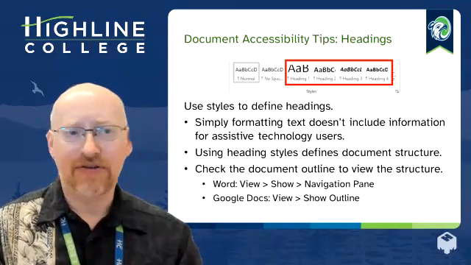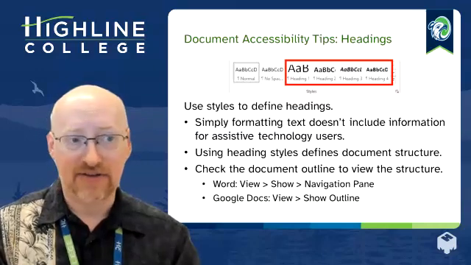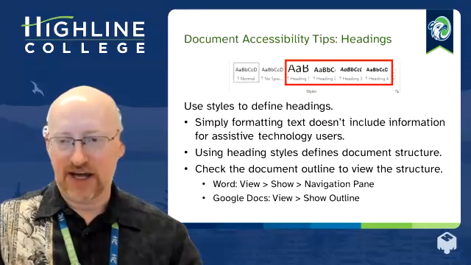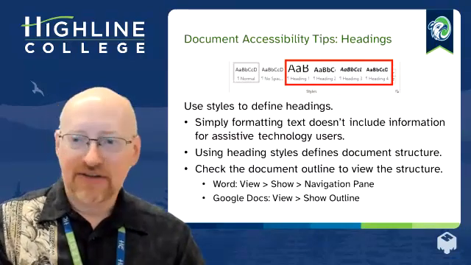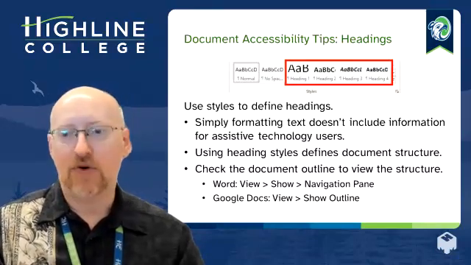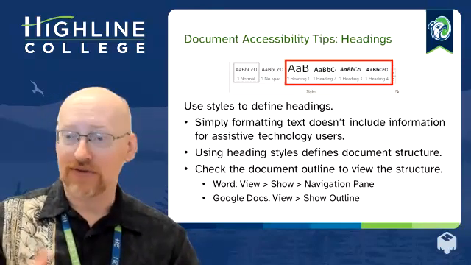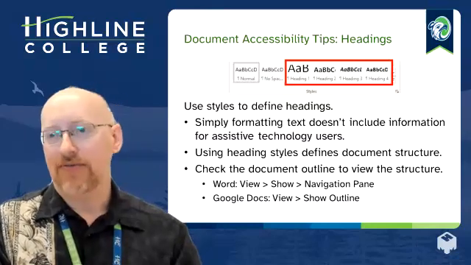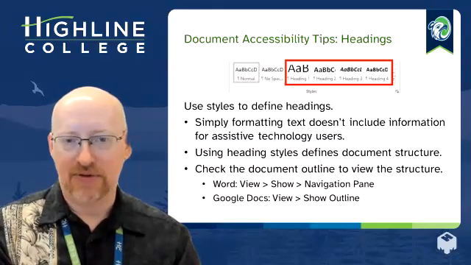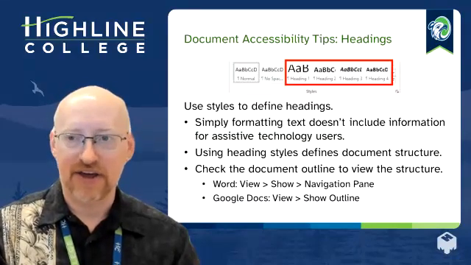One of the first things to keep in mind is to use styles to define headings. What this means is that a lot of times when we're creating a document and setting up different sections, if there's a title line or a heading line, we'll just select that, format it, set it bold, 14 point, something to make it stand out, which works well for sighted users. However, if you're just formatting the text, it doesn't actually add any information to the document that people using accessibility resources such as screen readers can access.